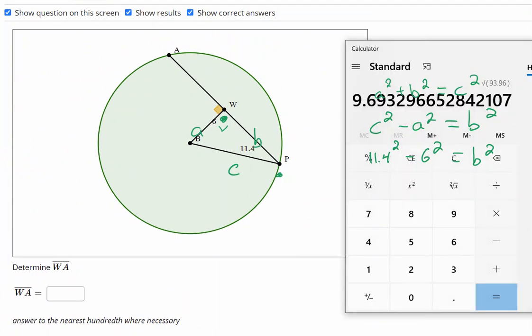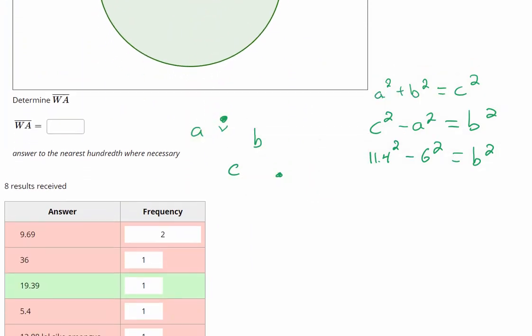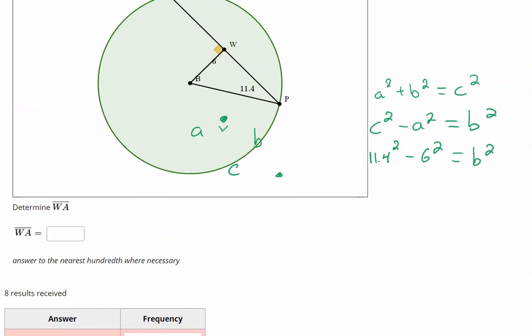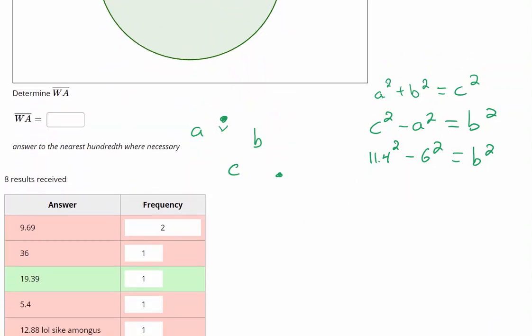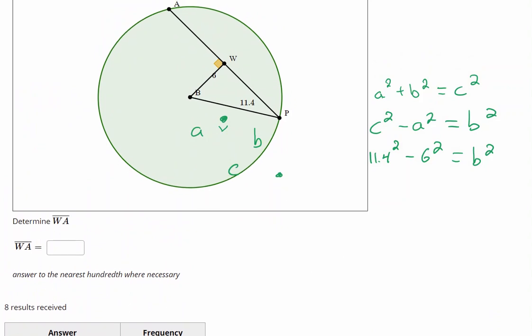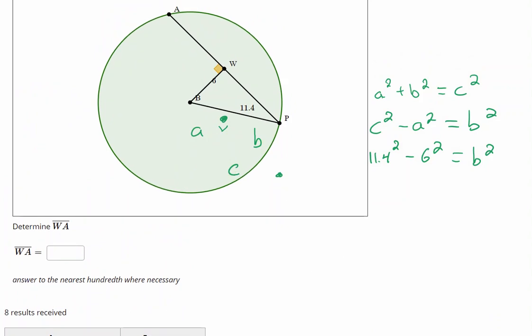Mr. Brown, I went on to the questions, and basically it wanted me to times it by 2 for the full length of the chord. Yep, and so that's the right answer.